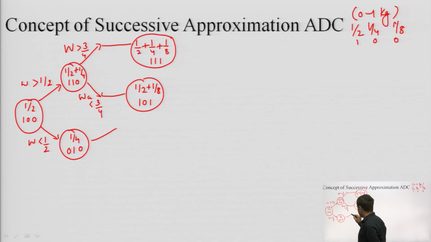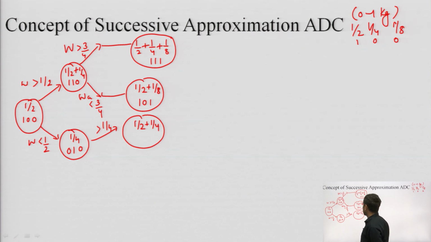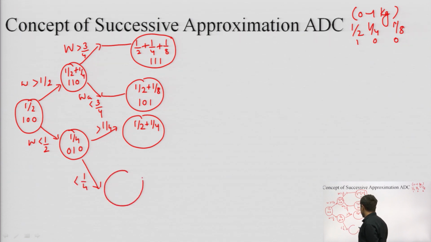Similarly here, if it is greater than 1 by 4, then I have to add 1 by 2 plus 1 by 4. And similarly if it is less than 1 by 4, then I have to remove 1 by 4 and I have to use 1 by 8. So in that case it will be 001. Otherwise it will be 1 by 2 plus 1 by 4, that means it is 011.